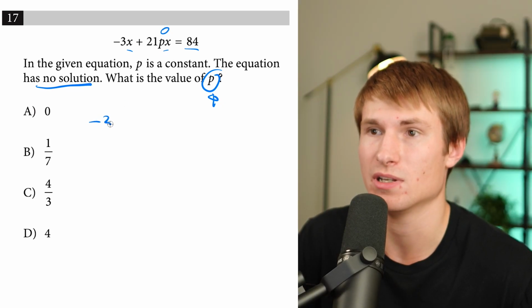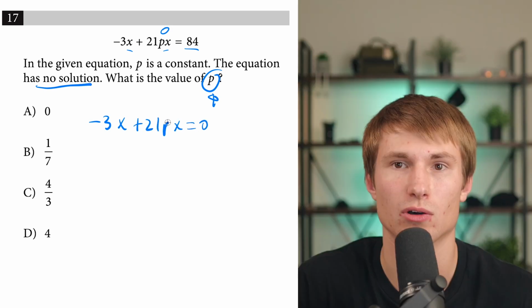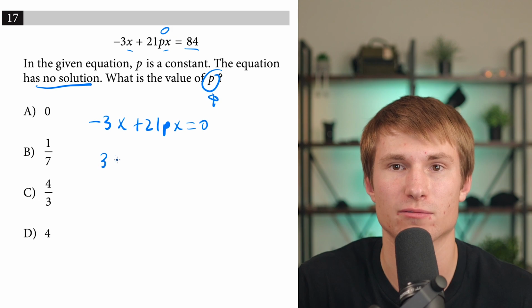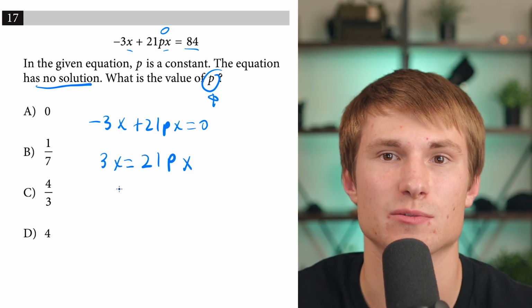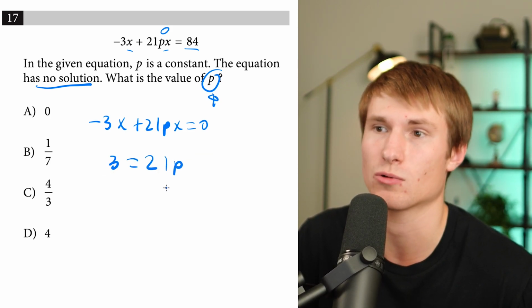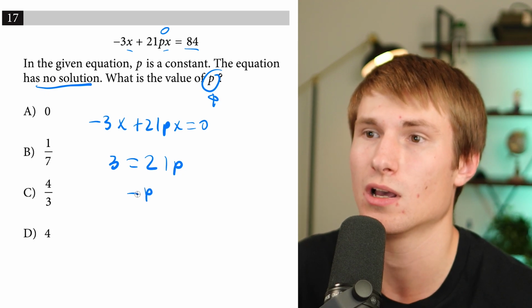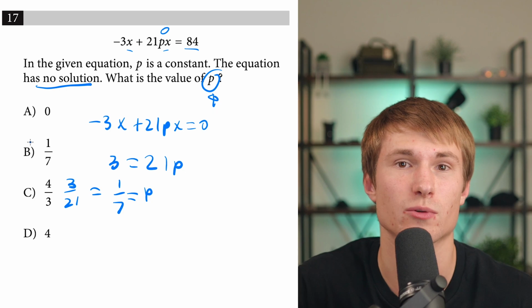So ultimately what we need then is negative 3x plus 21px to equal 0. Well, in order for that to be the case, we can go ahead and add 3x to both sides. We'll get that 3x has to equal 21 times p times x. We see our x's will cancel, and we'll be left then with 3 is equal to 21p. In order to solve for p, we'll divide both sides by 21. We'll see that p is equal to 3 over 21, which we know is equal to 1 over 7, so our answer has to be B.